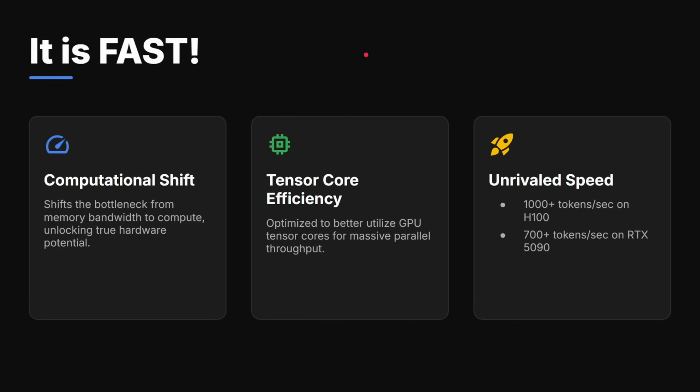And that means it's fast. You're changing the bottleneck from being memory bandwidth, where you're dealing with that whole model every single time, no matter how many gigabytes it is, to compute power, because basically you're doing 256 at a time. So there's some parallelization going on here, which means it better utilizes the GPU tensor cores for massive parallel output. And Google are saying that on an H100 system, you're going to get 1,000 tokens a second. On a 5090, you're going to get 700 tokens a second.